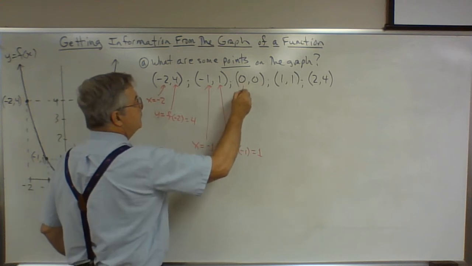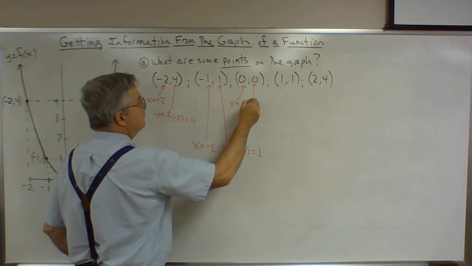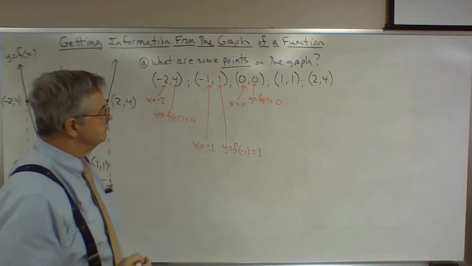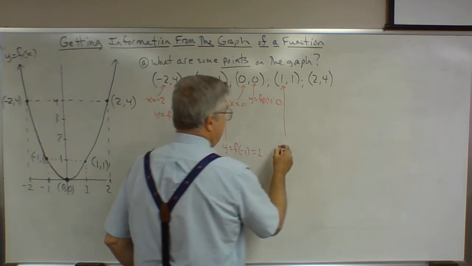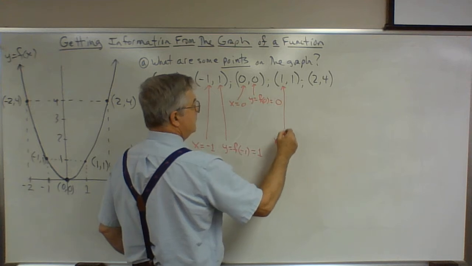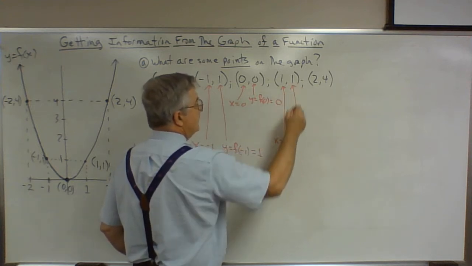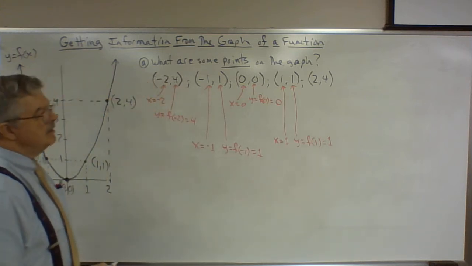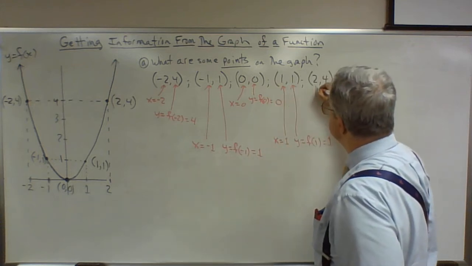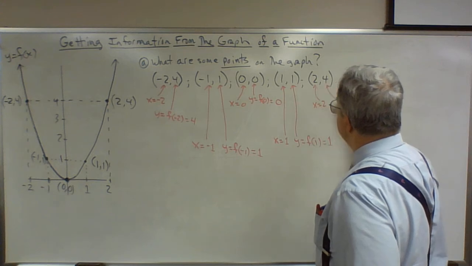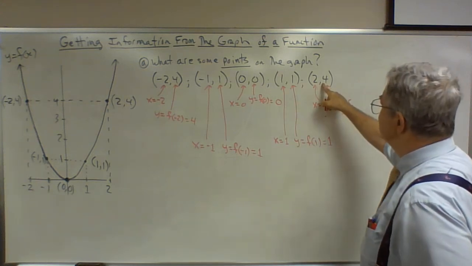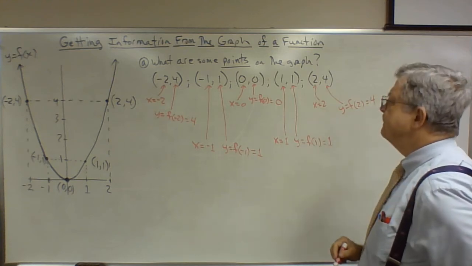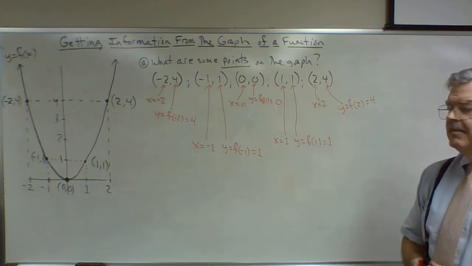And what about this point? This represents x equals 0, and this represents y equals f of 0, which is 0. For this point, x equals 1. And here, y equals f evaluated at 1, which is also 1. And finally, we'll look at this point. x equals 2. And y is the same as f of x. So this is f evaluated at the x coordinate 2. And that turns out to be 4. Okay, goody. We named some points on the graph.